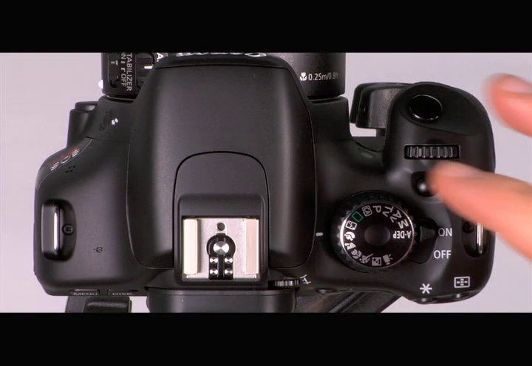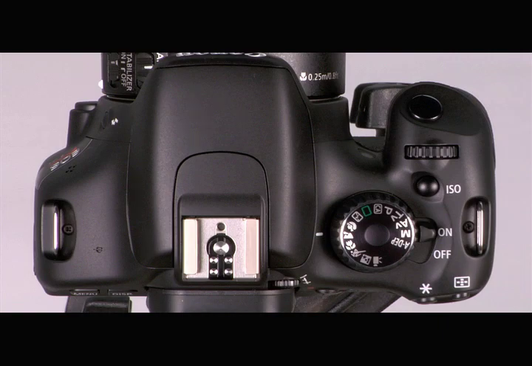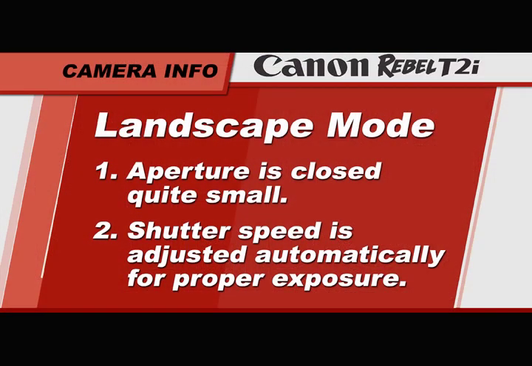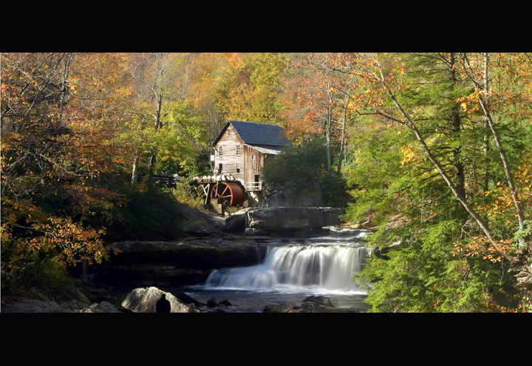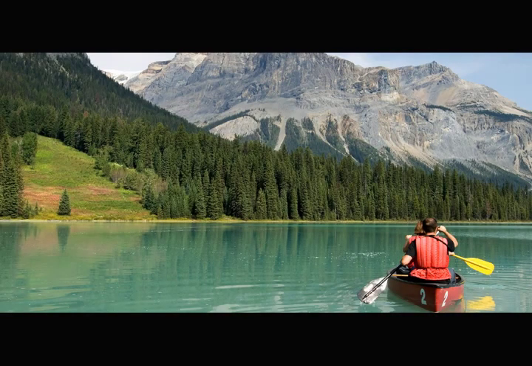The next mode is the landscape mode. In this mode, the aperture will have a very narrow opening, creating a very long depth of field. The camera will then adjust the shutter speed to get the proper exposure. This mode will give you a sharp focus in both the foreground and the background.